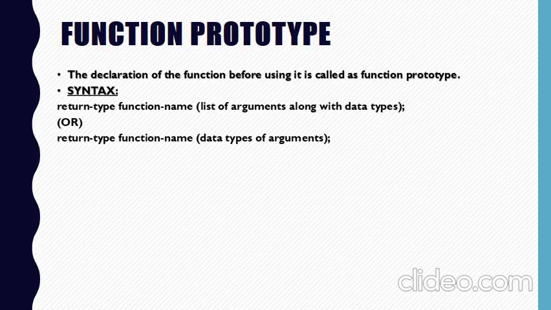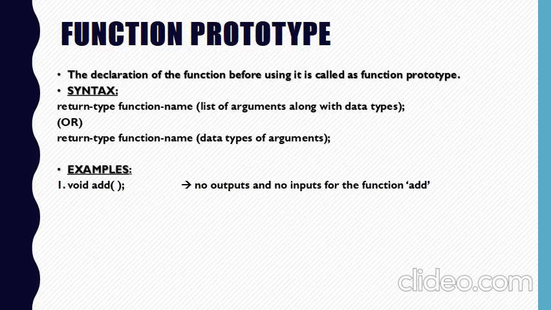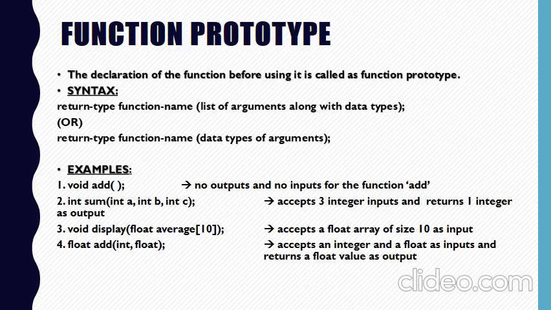So syntax goes like this: return type, name of the function, and within brackets you can either provide the list of arguments or the data types of the arguments, and finally end the statement with a semicolon. So these are a few examples I have told you earlier. The first example is a function named add. It does not accept any inputs, so inside the parenthesis it's empty, and it does not return any output, so the return type is of data type void. So void add empty parenthesis is the function prototype, and it ends with the semicolon.